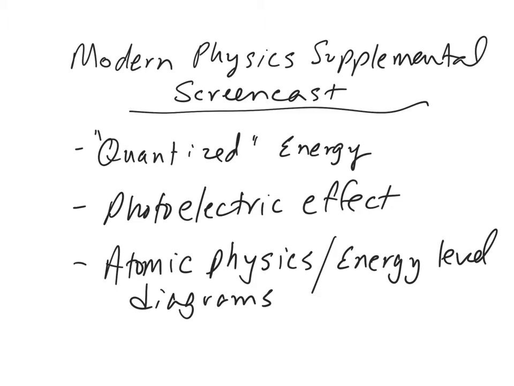And the topics I'm going to talk about in this screencast are quantized energy, what that means, quantized energy, like little packets of energy, which are photons. Then we'll talk about the photoelectric effect, which is the virtual lab that some of you were able to do, but not everybody. So I want to make sure you guys understand how the photoelectric effect works, what it's all about. Then I'll talk about atomic physics, energy level diagrams, and how the Bohr model of the atom explains spectral lines and some other phenomena. So hopefully it's not too long. I'm going to try to be as efficient as possible as I talk through these things.